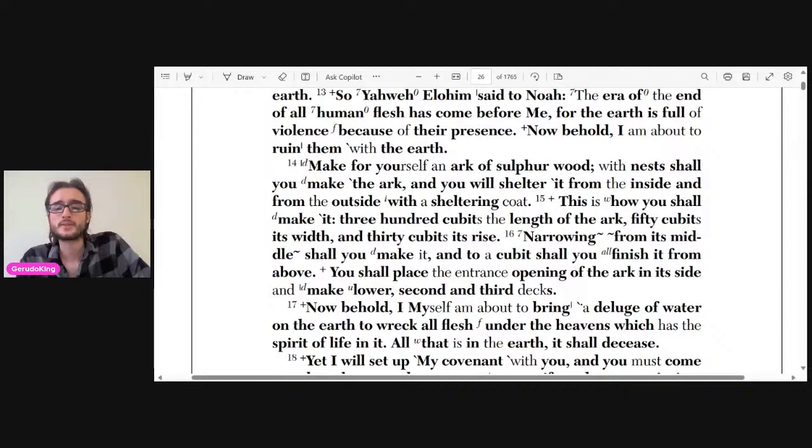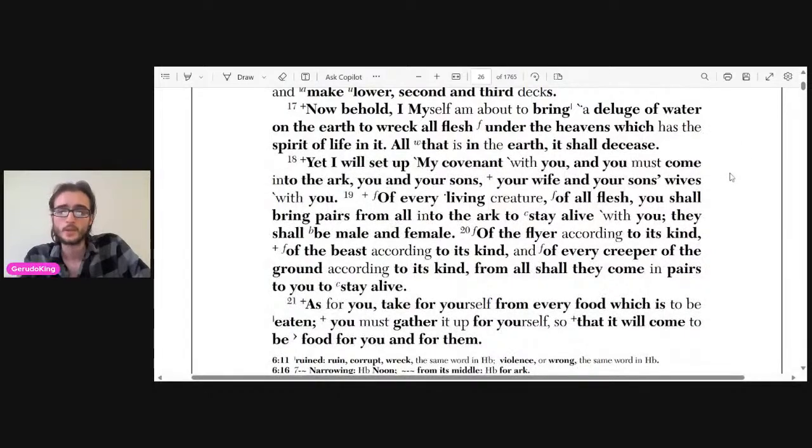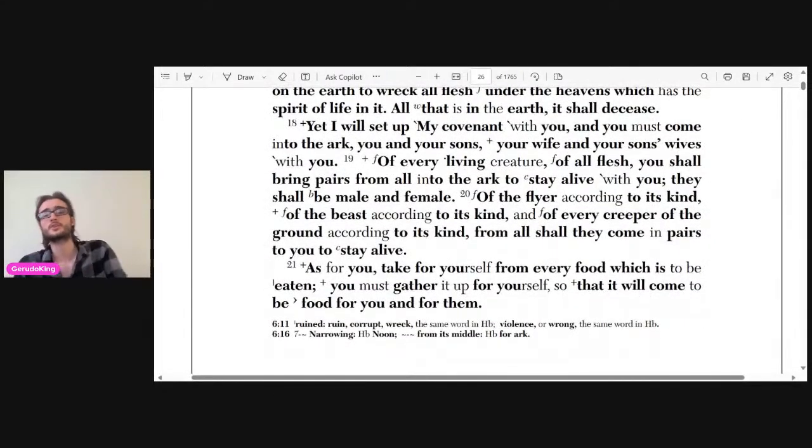Now behold, I myself am about to bring a deluge of water on the earth to wreck all flesh under the heavens which has the spirit of life in it. All that is in the earth, it shall decease. Yet I will set up my covenant with you, and you must come into the ark, you and your sons, your wife, and your sons' wives with you.